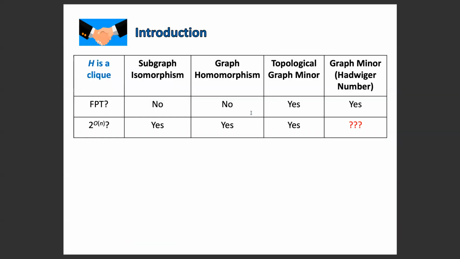Okay, so let's summarize what we saw so far for these related problems. We saw that subgraph isomorphism and graph homomorphism are not FPT, topological graph minor is, and Hadwiger number is. Here we're only talking about this problem in the case that H is a clique. And we have single exponential time algorithms for subgraph isomorphism, graph homomorphism, as well as topological graph minor. But what was open is whether we have such an algorithm also for graph minor, for the Hadwiger number problem.